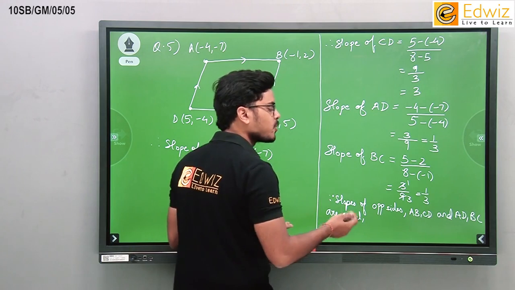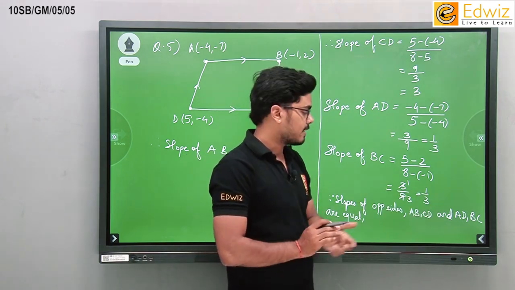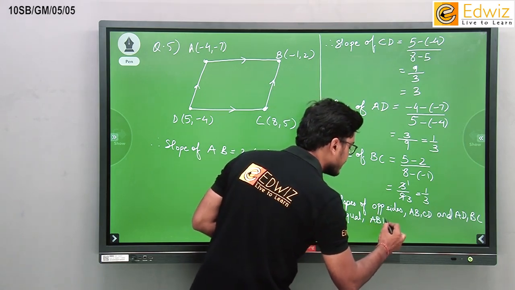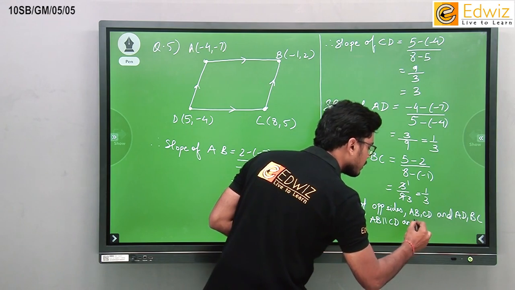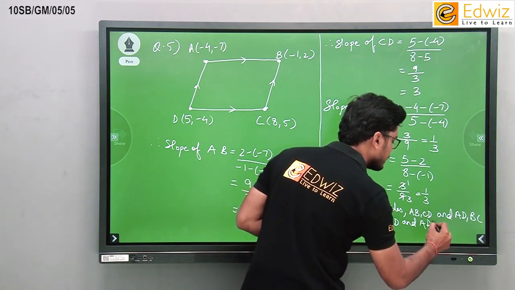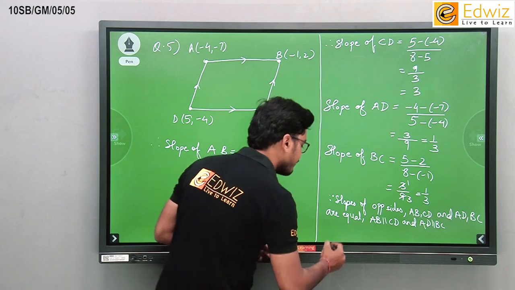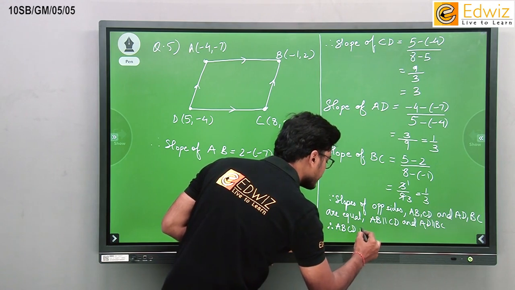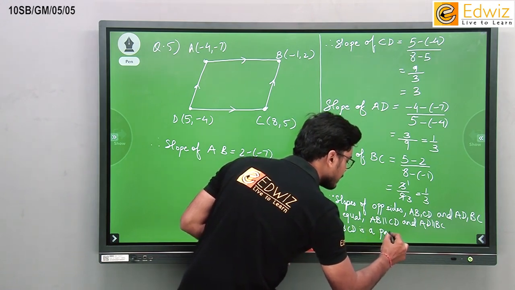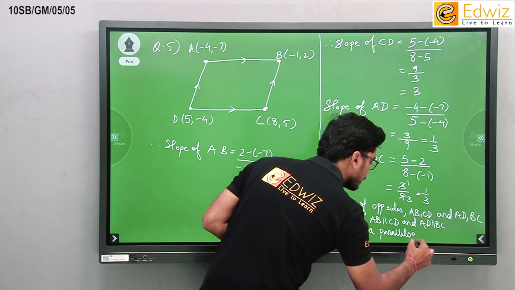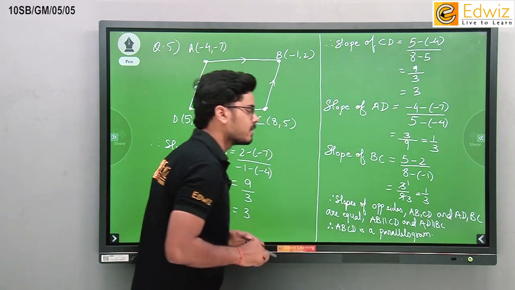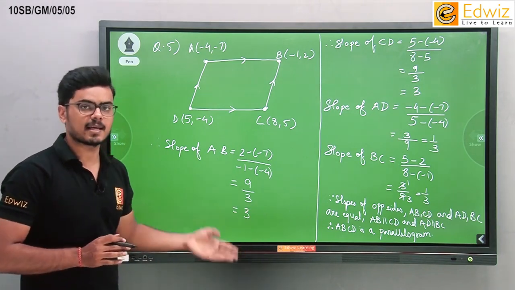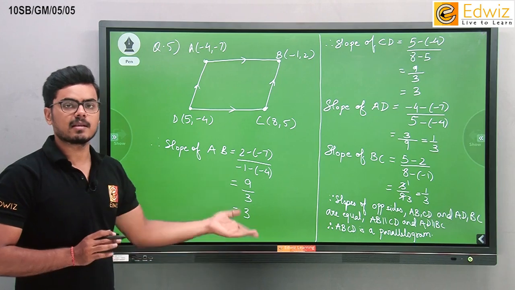Since the slopes of opposite sides AB, CD and AD, BC are equal, what this means is AB is parallel to CD and AD is parallel to BC. Therefore, ABCD is a parallelogram. Okay, this is the final statement. So we have proved that it is a parallelogram since slopes of opposite sides are equal. That means opposite sides are parallel.